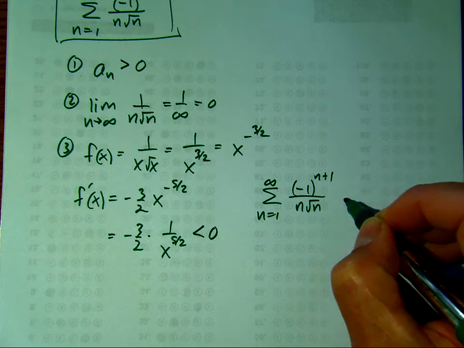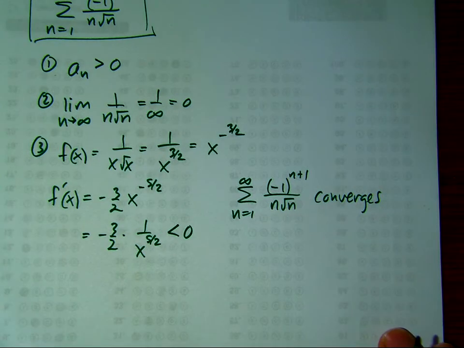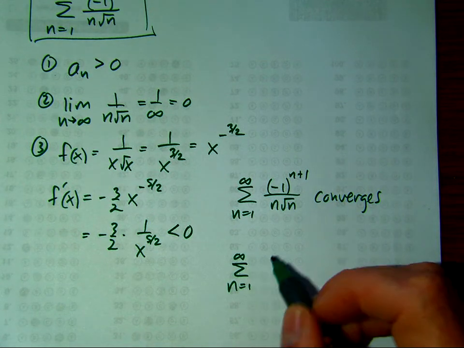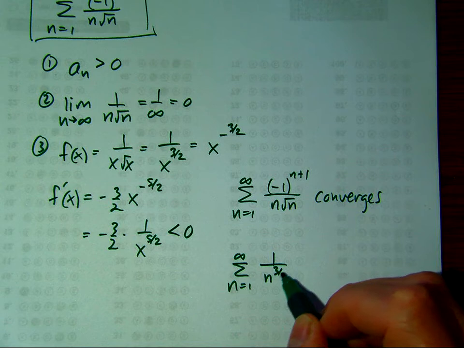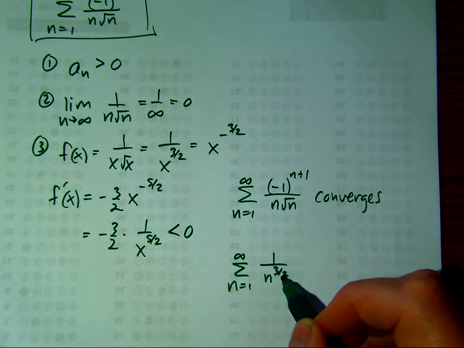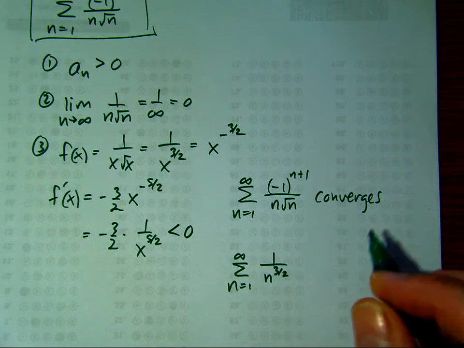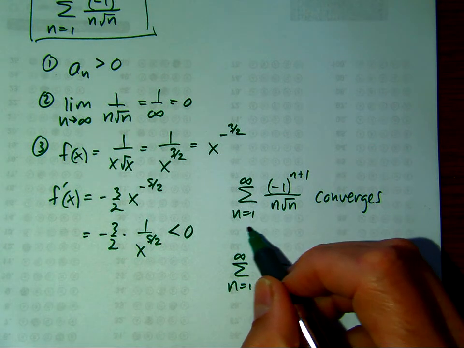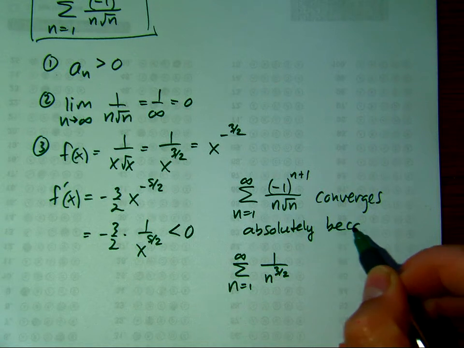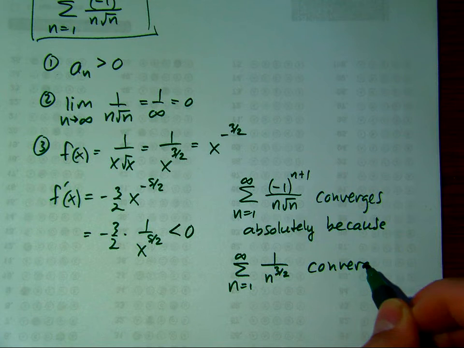We know it converges, but does it converge conditionally or absolutely? We have to consider what is happening to this. So n times radical n, that has a degree of 3/2, and this is a convergent p series because 3/2 is greater than 1, and we'll say that this converges absolutely because the series converges on its own without alternating.